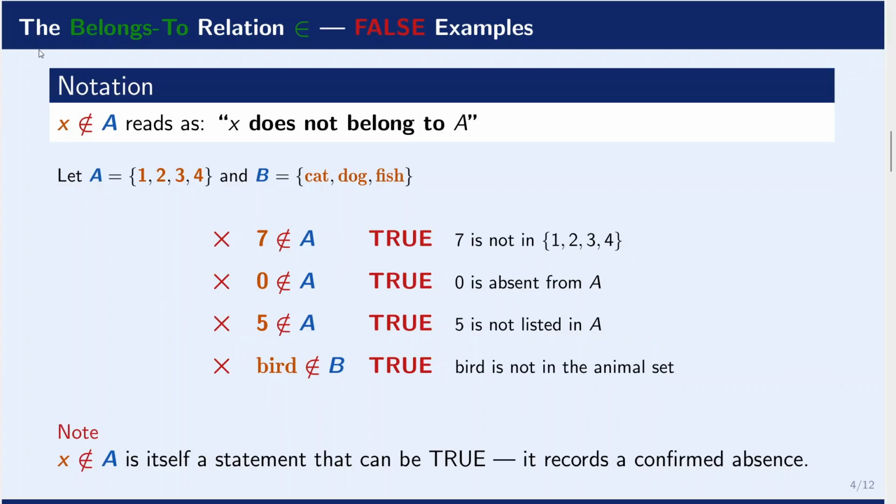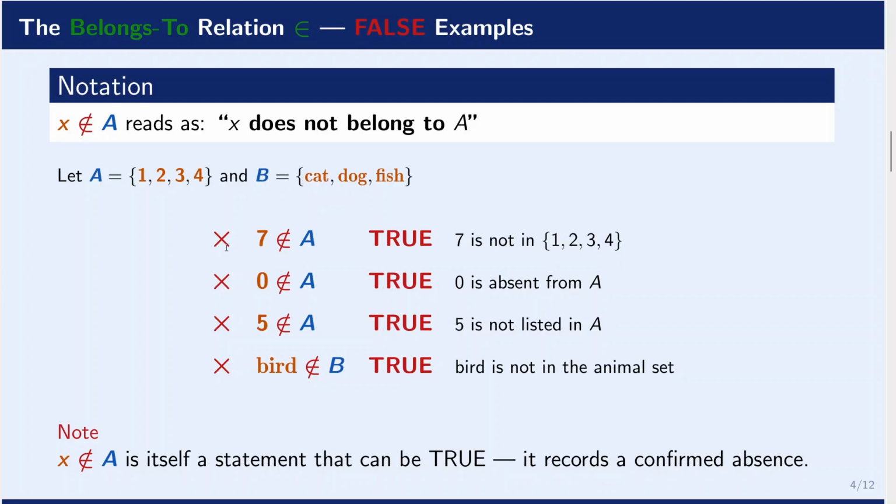Next, let's look at the opposite, the does not belong to relation, which is the same symbol with a slash through it. Here, we will look at some false examples of belonging. The notation reads as x does not belong to A. Using the same sets, let set A equal 1, 2, 3, 4, and set B equal cat, dog, fish.